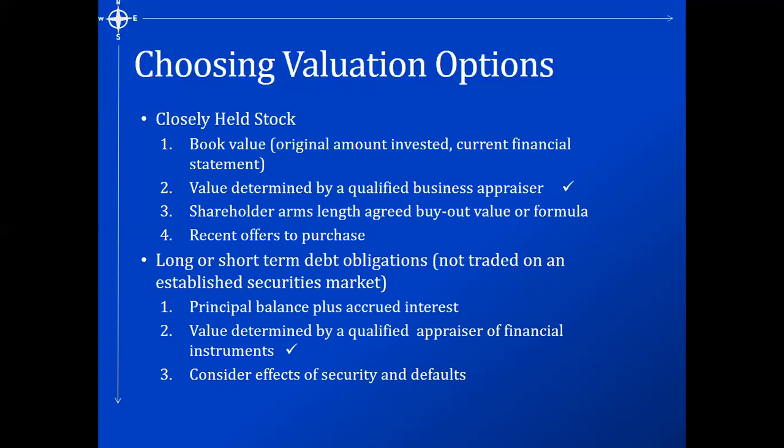For long or short-term debt obligations, of course, you can certainly use the principal balance plus the accrued interest. That will be the one that IRS won't pay much attention to. They'll say, okay, that's the balance and then the accrued interest, and they'll probably accept that. But if you wanted to have it determined by a qualified appraiser and have them consider the effects of security and defaults and history, then you might choose to have an appraiser, depending on the size of the note.